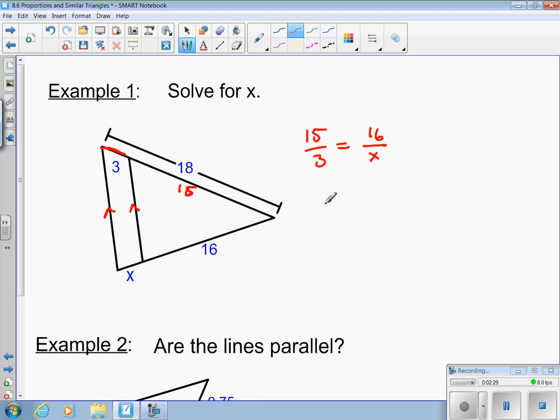Well, 15 over 3, that's the same thing as 5 over 1. So cross multiply and divide, I get 16 fifths equals x. And that's the same thing as 3 and 1 fifth. It goes into 16 three times with a remainder of 1.